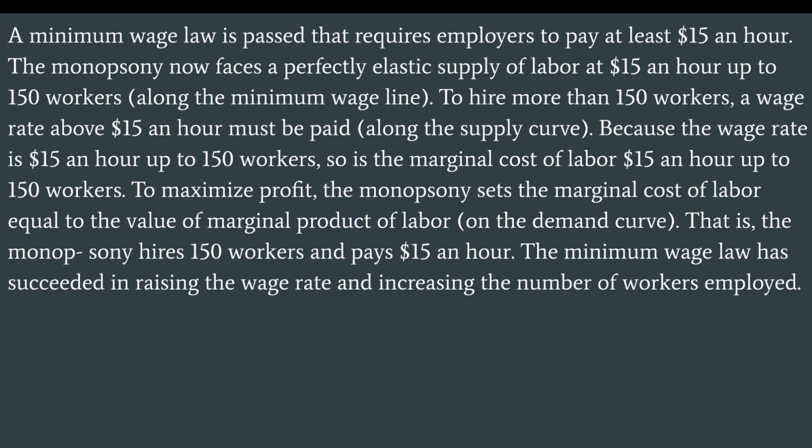To maximize profit, the monopsony sets the marginal cost of labor equal to the value of marginal product of labor on the demand curve. That is, the monopsony hires 150 workers and pays $15 an hour. So the minimum wage law has raised the wage rate and increased the number of workers employed.